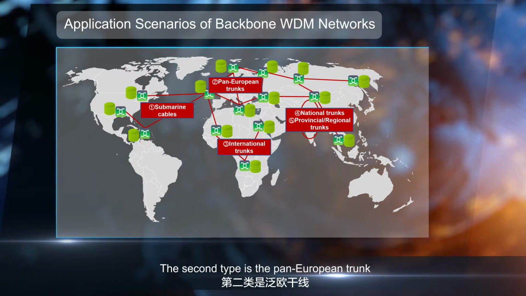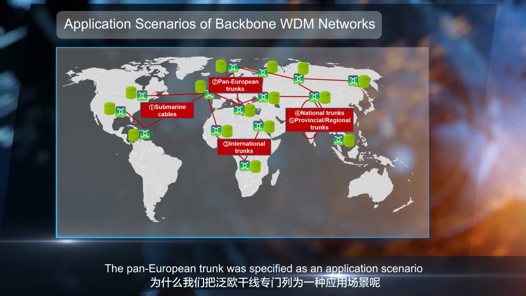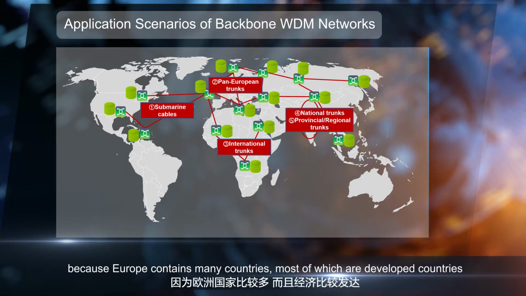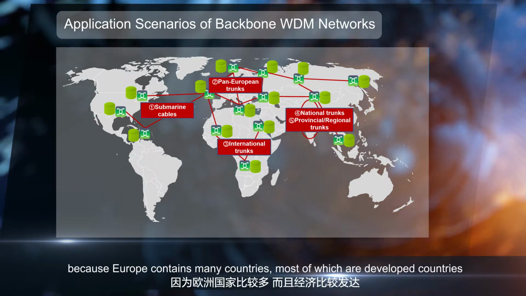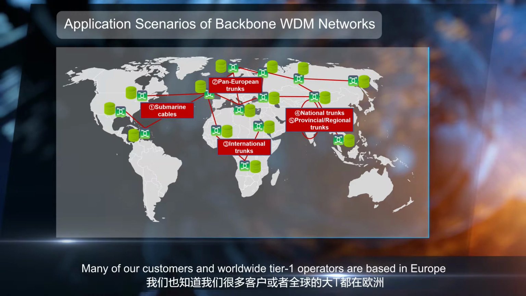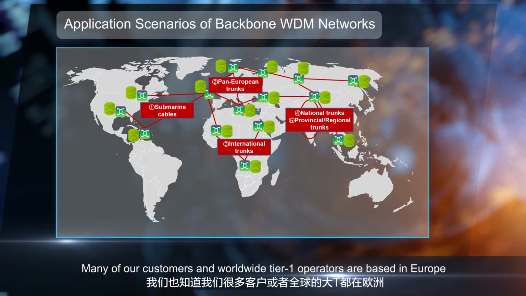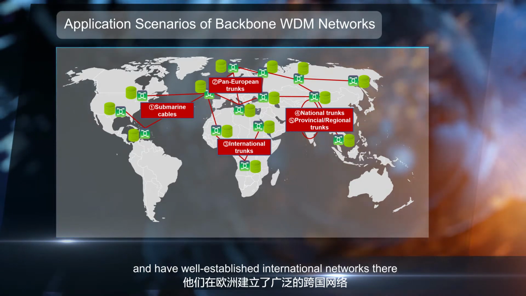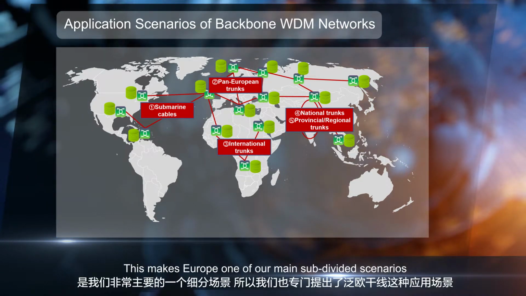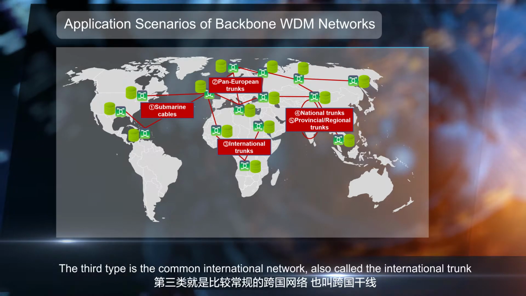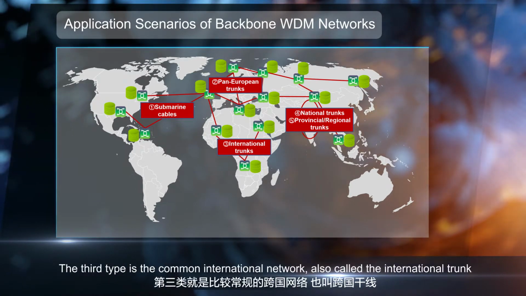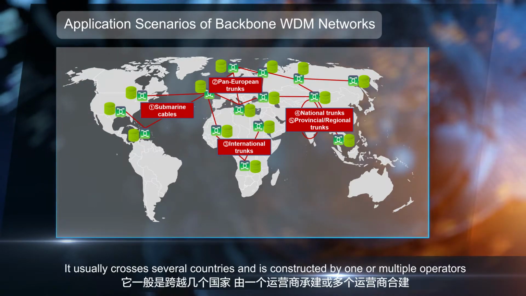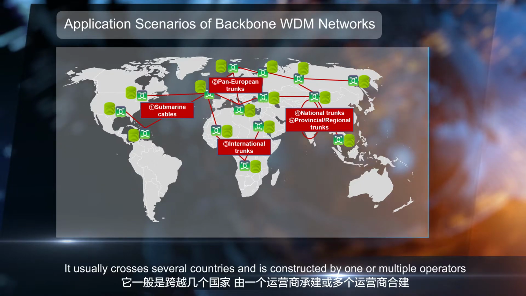The second type is the Pan-European trunk. The Pan-European trunk was specified as an application scenario because Europe contains many countries, most of which are developed countries. Many of our customers and worldwide Tier 1 operators are based in Europe and have well-established international networks there. This makes Europe one of our main subdivided scenarios. The third type is the Common International Network, also called the International Trunk. It usually crosses several countries and is constructed by one or multiple operators.